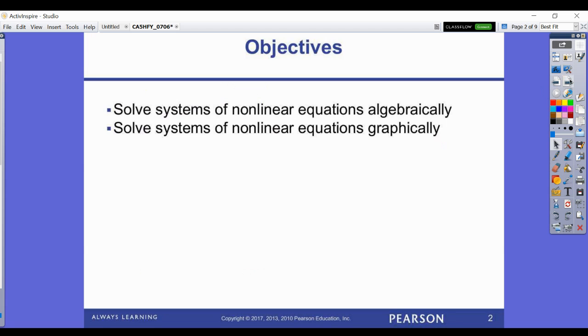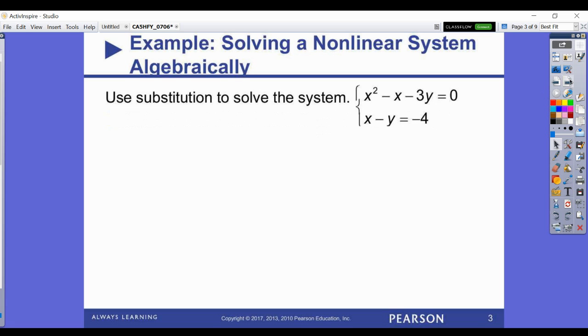So we're done with matrices, and we're just going to be doing some algebra and graphs again, and this is your last lesson. So first of all, we're going to use substitution to solve this system of equations. You'll notice that now we have a quadratic there in the first equation and a linear in the second equation.